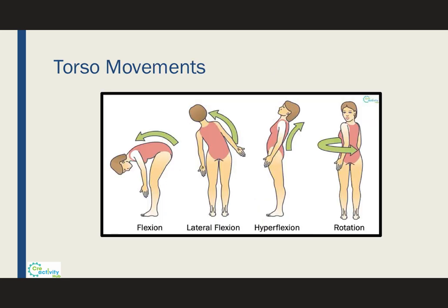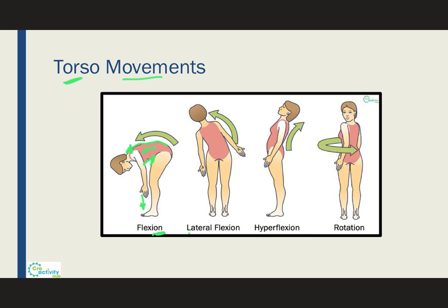Here we're going to focus on the torso movements, which refer to the various ways that the torso can bend and rotate. Let's start with flexion, where this movement involves bending the torso forward, therefore decreasing the angle between the torso and the legs. As we can see here on this image, if you want to touch your toes, you need to have flexion occurring at the torso.